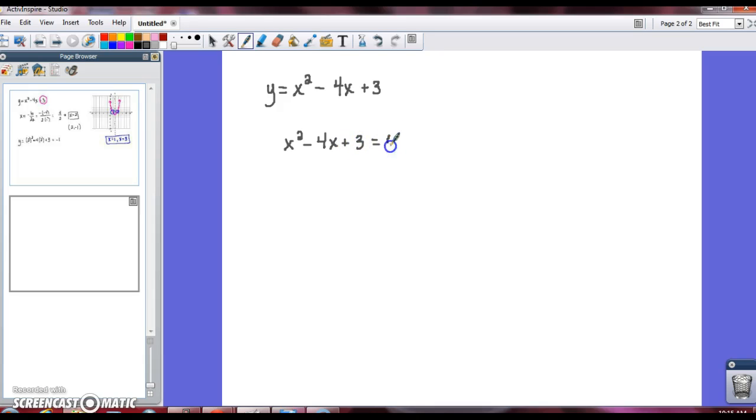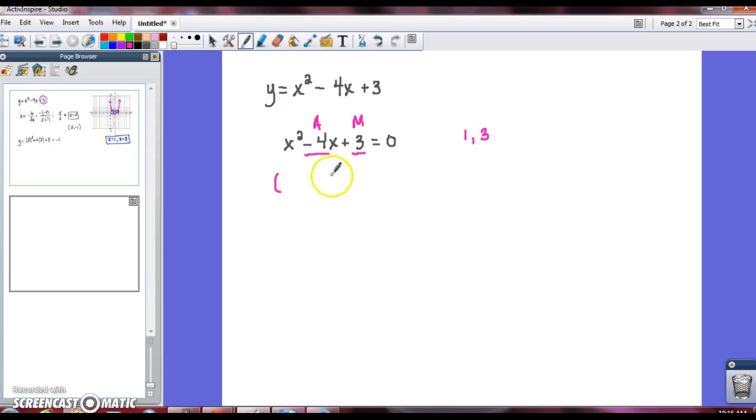And then I'm going to factor. Remember, I need two numbers that add to -4 and multiply to +3. So if you think about your factors of 3, your only factors are 1 and 3. But somehow I have to add those together to add to -4. And the only way to get 1 and 3 to add to -4 is to make both of them negative.